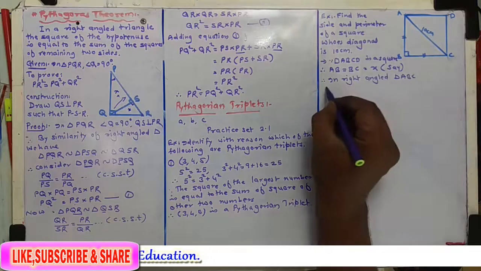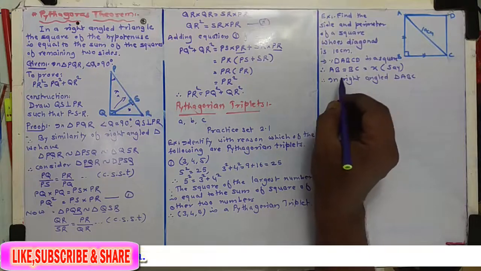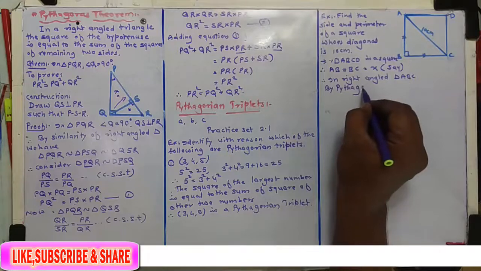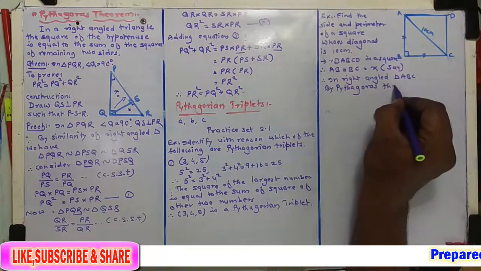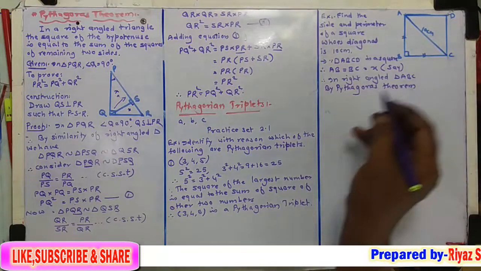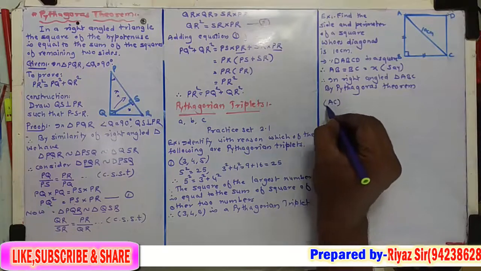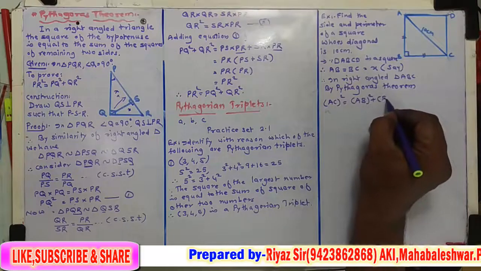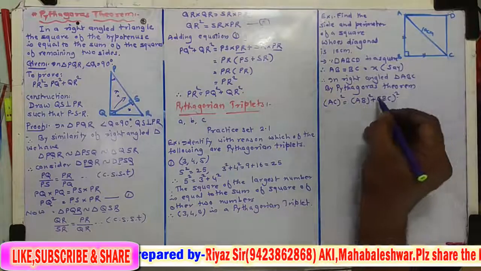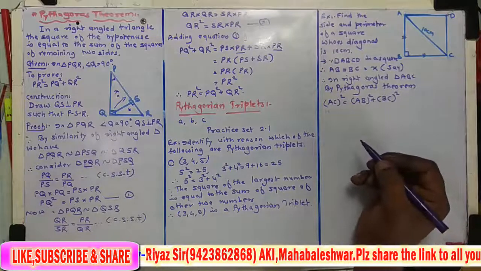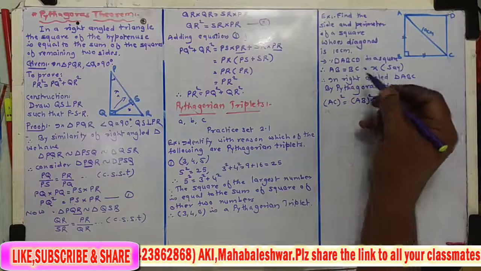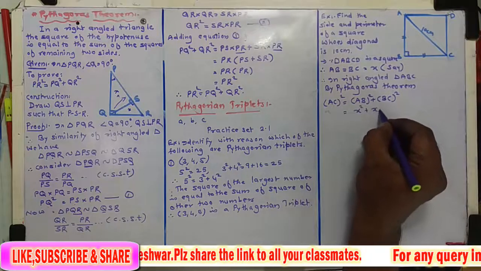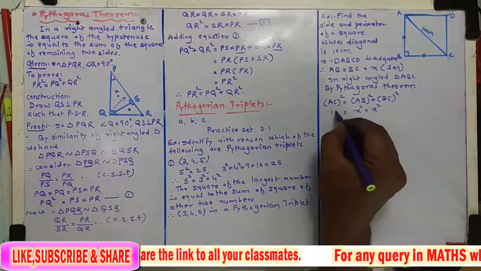Okay, therefore in right angled triangle ABC, by Pythagoras theorem, what you will get? By Pythagoras theorem, hypotenuse square, that is AC square, is equal to one side square, that is AB square, plus BC square. Okay. Now substitute the values here. We consider AB and BC as x, so you will get x square plus x square, and here AC is given, that is 10 square.